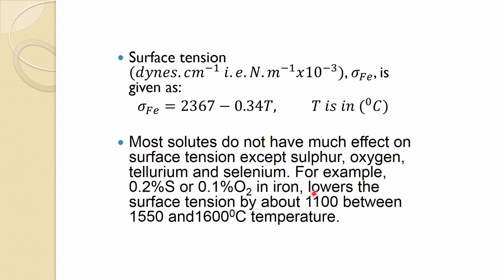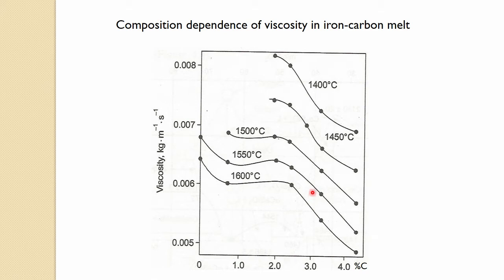Another property of liquid iron is viscosity. Viscosity again depends on the composition, mostly because carbon is more soluble in iron. This figure shows the dependence of viscosity in an iron-carbon melt on temperature, with viscosity in kg per meter second and composition in terms of carbon percentage.